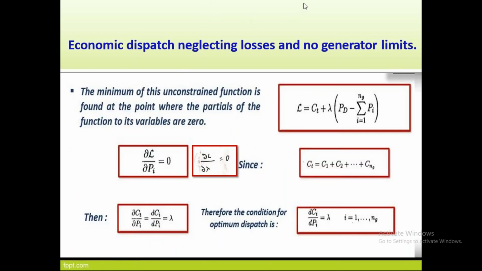So here we have to consider two cases. First case 1, case 2. We already have the equation L, right? L is equal to CT plus lambda into PD minus summation of PI. This equation we have to solve in two cases. In case 1, differentiate this equation with respect to Pi and equate it to 0, and see what you get. In case 2, differentiate this equation with respect to lambda and equate it to 0, and see what you get. Just do this. So this is case 1 and case 2.